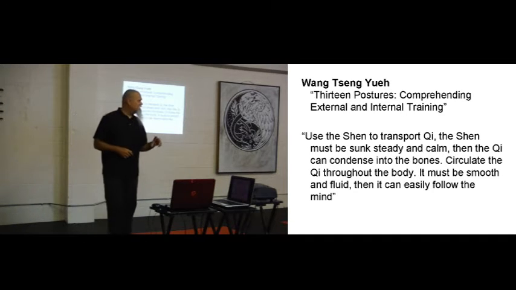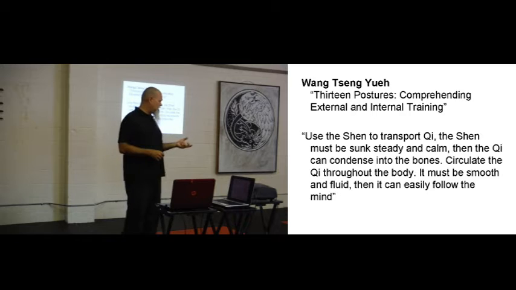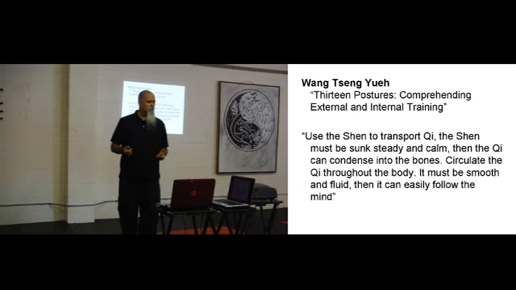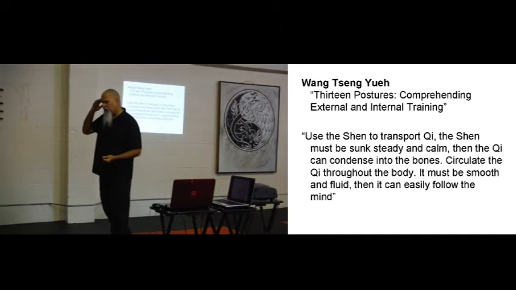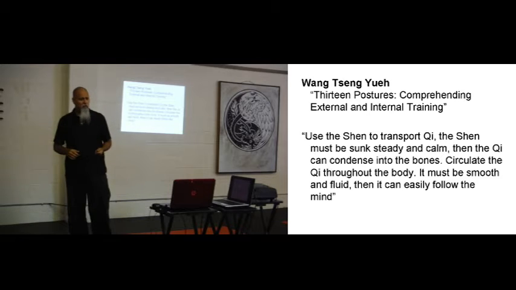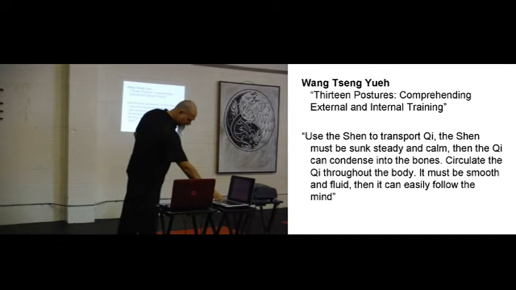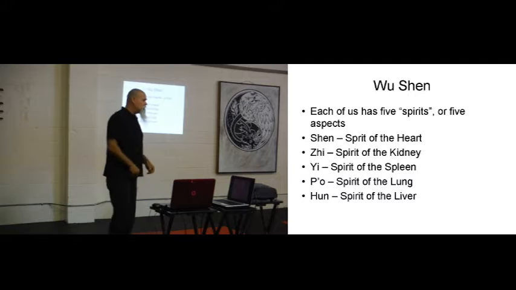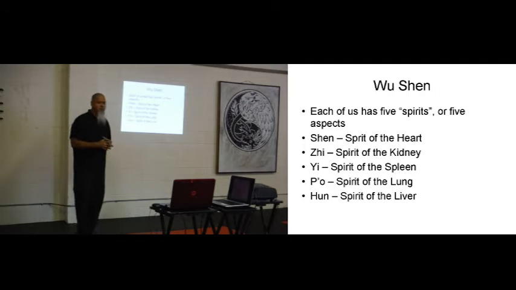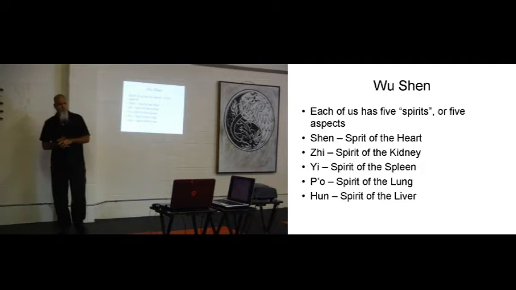What's he saying? He's saying there's some kind of connection between the qi that you're manipulating and working with in your body and an active process from your mind. It's not a passive process. It's an active process. Which leads us directly into what we call the Wu Shen, or the 5 spirits.